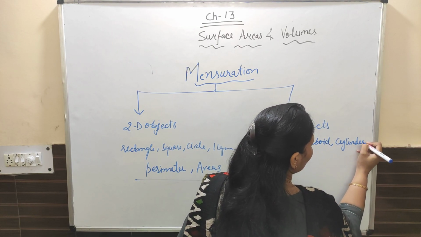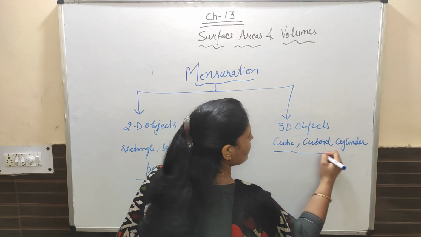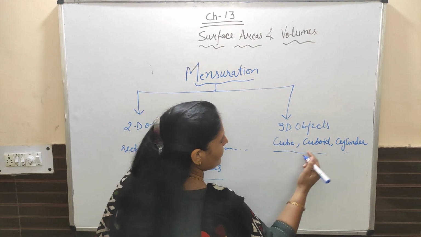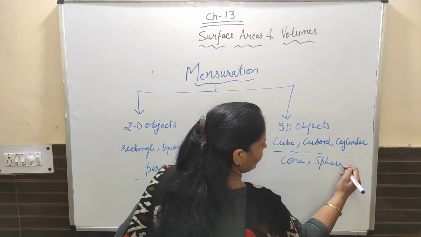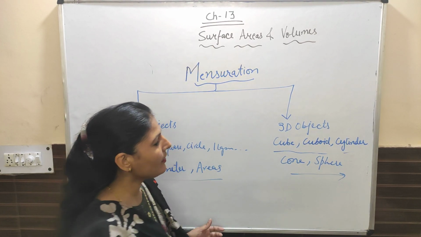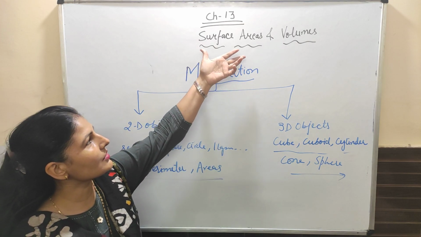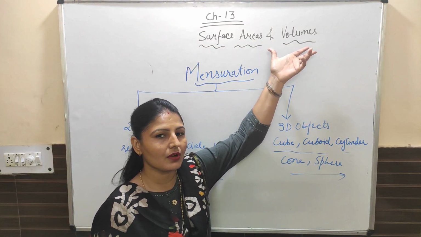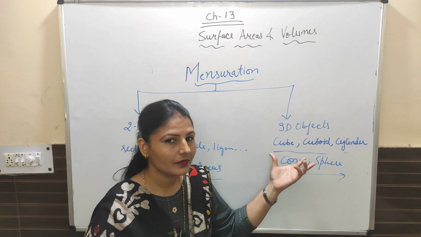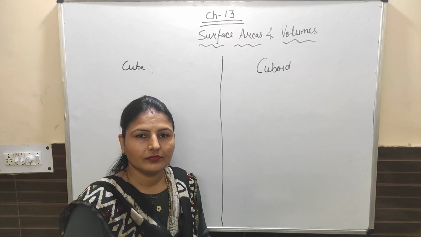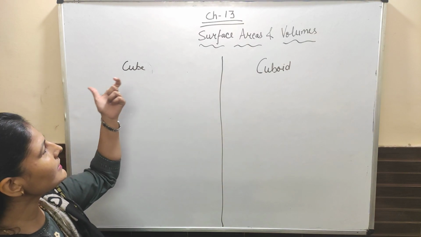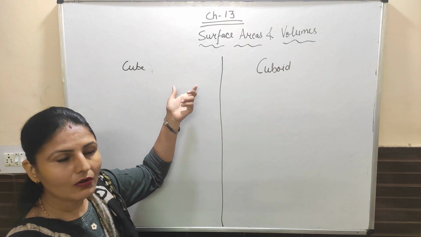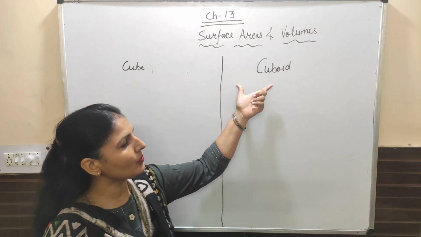Okay. Now we will study about these shapes: cube, cuboid, cylinder, cone and sphere in 9th class, and also we will study about surface areas and volumes of these shapes. Okay. In the first exercise of this chapter, we will study about surface areas of cube and cuboid.